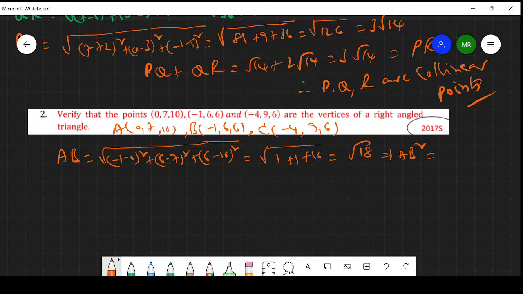Because for a right angle triangle you should prove that the square of the hypotenuse is equal to the sum of the squares of the other two sides. AB square is equal to 18. Next you find BC, the distance between B and C. Minus 4 minus 1, because x2 minus x1. Minus 4 plus 1 whole square. And this one, 9 minus 6 whole square.